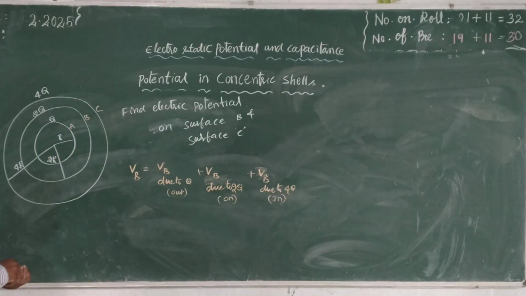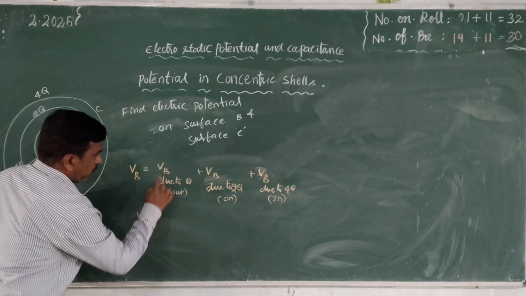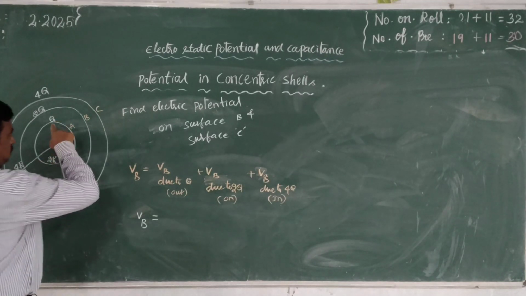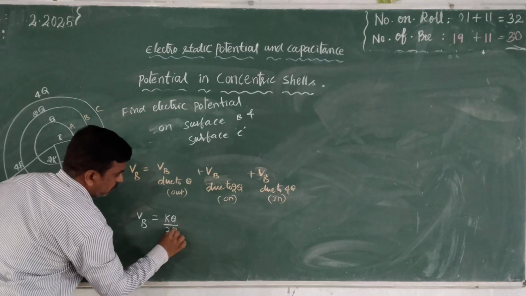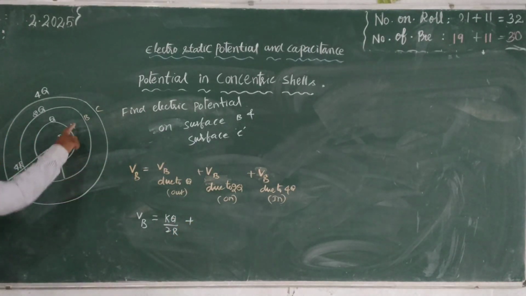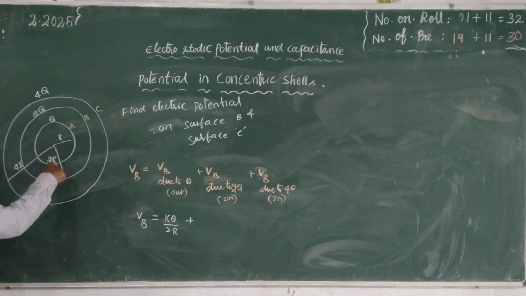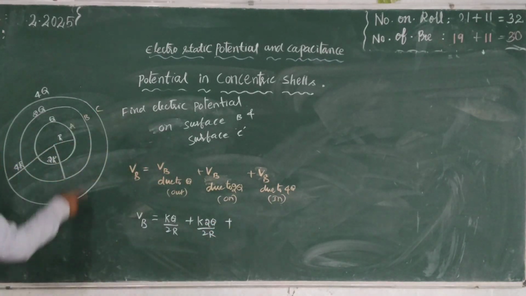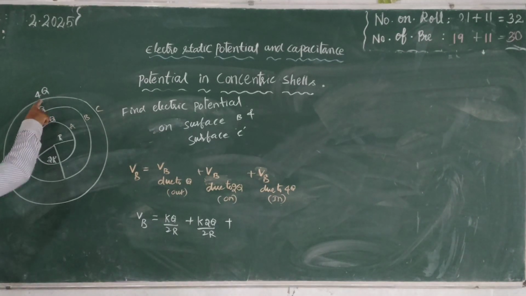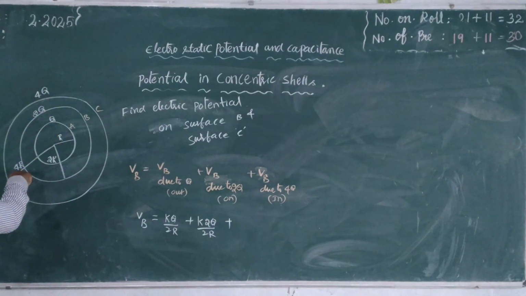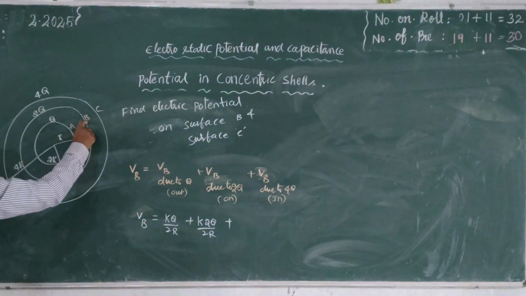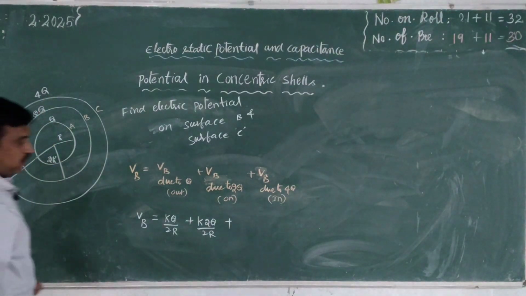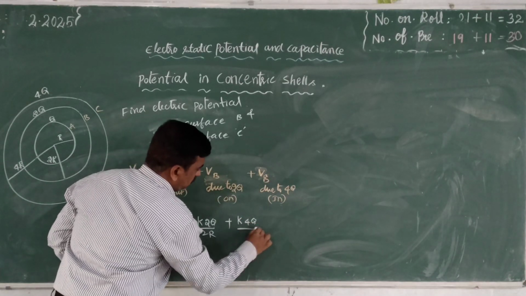Now I write the potential on B. Due to q, an outside point, the radius is 2r and we take charge q, so kq by 2r, plus the potential on B due to 2q on the surface, radius 2r, charge 2q, so k2q by 2r, plus the potential on B due to 4q, an inside point, radius 4r, so k4q by 4r.